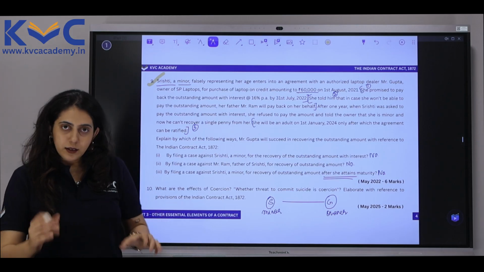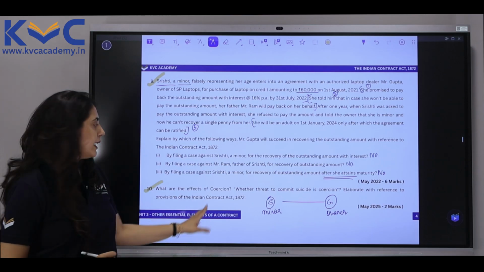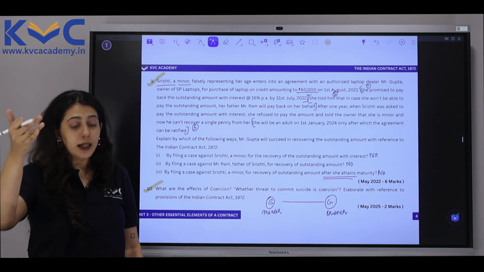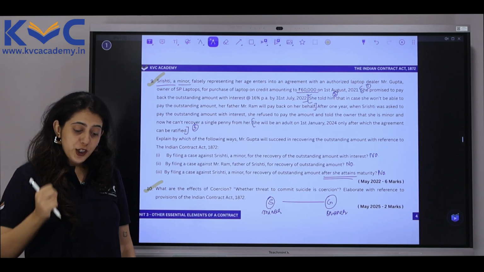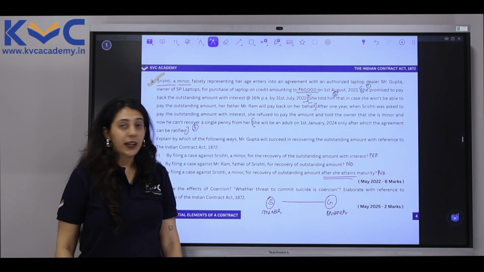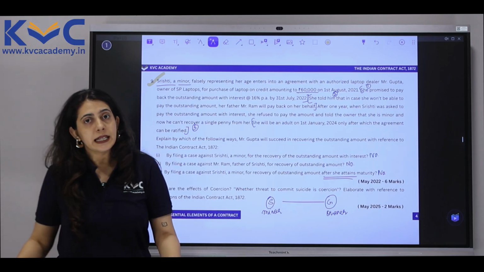Question number 10, easier. Since it's already covered, we'll just read it once. What are the effects of coercion? We have covered this. Section 15 for definition. Then the effects. One more question is there here which is new. Whether a threat to commit suicide is coercion. Now, the answer is yes.